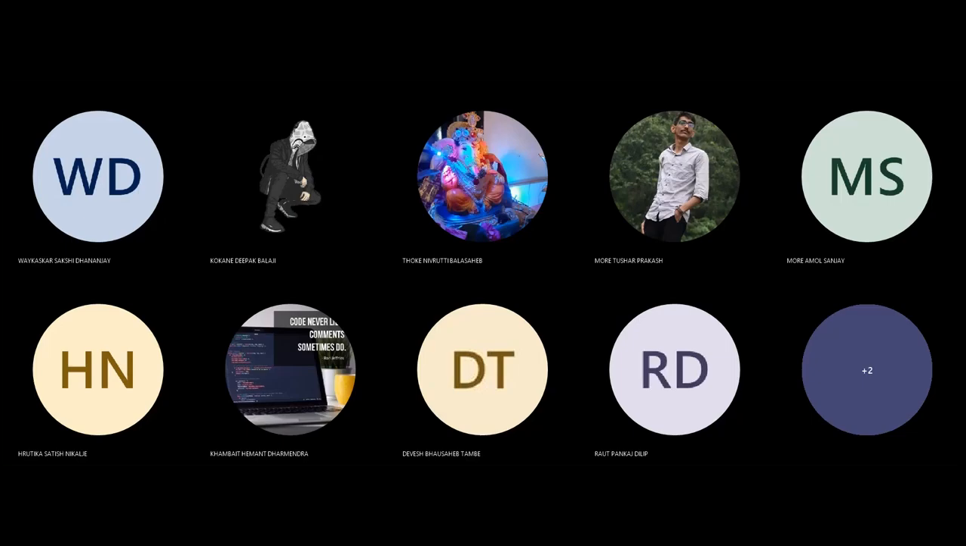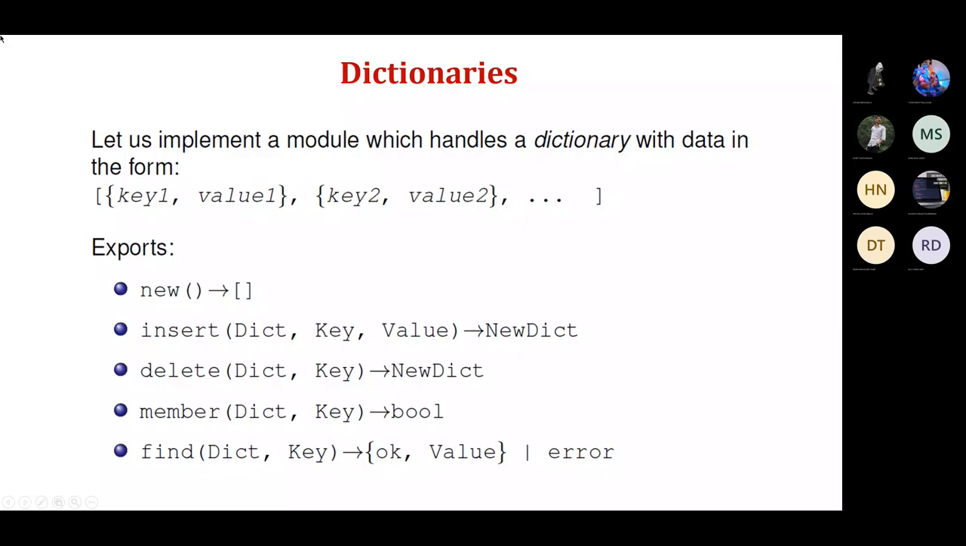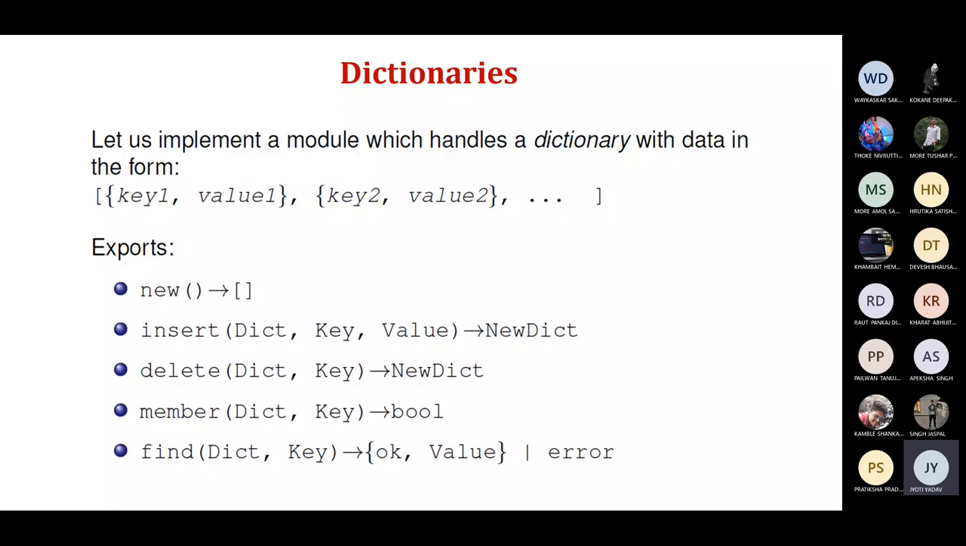So we finished with lists. We introduced what is a list, and now we'll talk about dictionaries. So what are dictionaries and how does Erlang handle dictionaries? Basically, dictionaries are also called data structures, and they provide a mapping between keys and values.